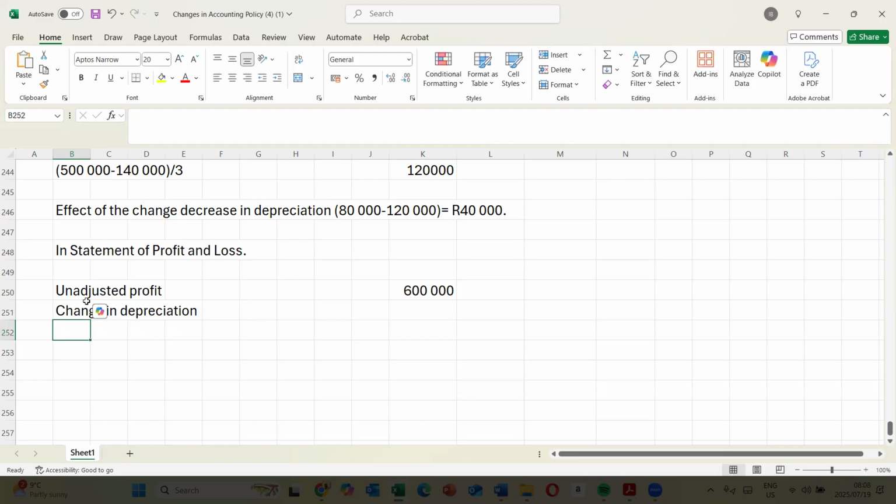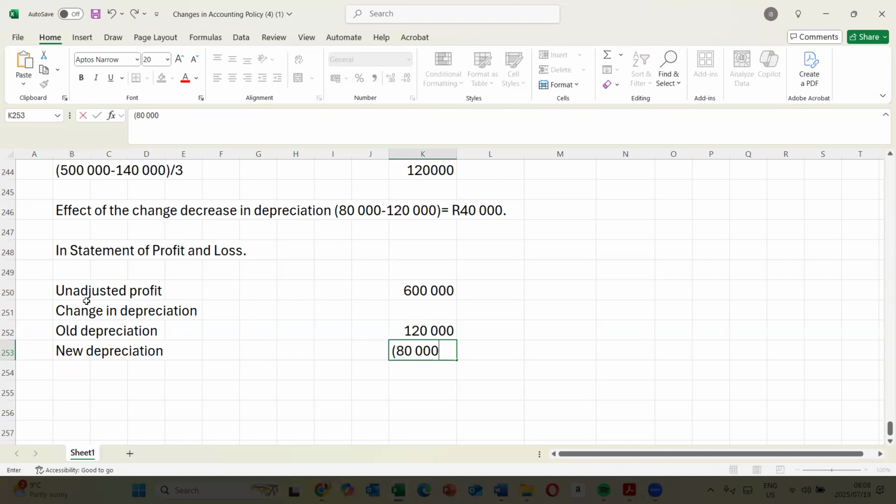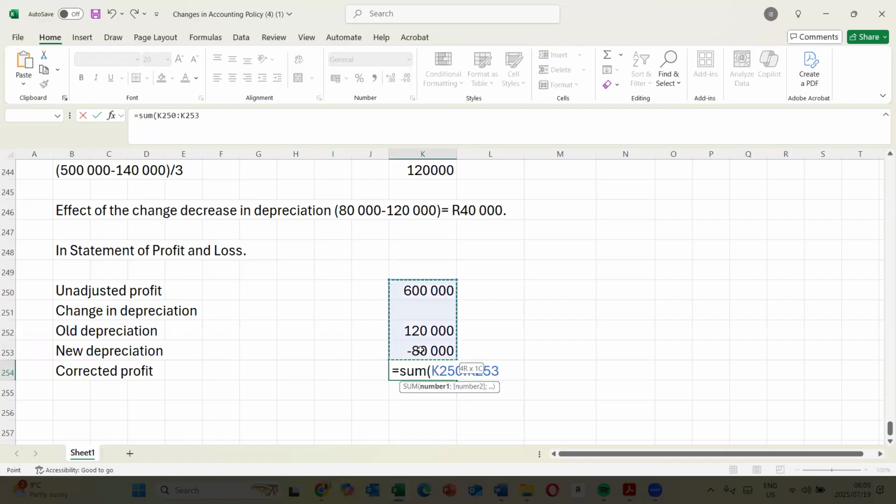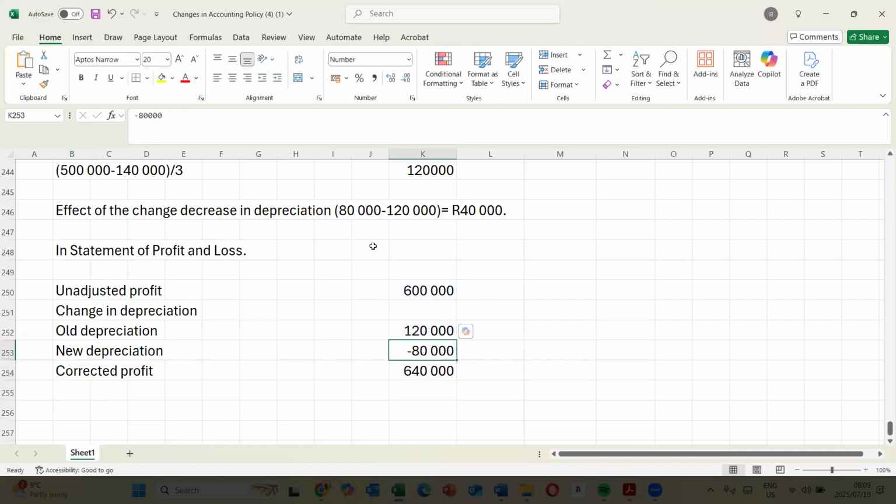All right. So the old depreciation was accounted for when they calculated the profit, so we're going to add it back, by reversing it. Then the new depreciation is the one that we need to deduct there. So we have 80,000 there, which means the corrected profit will be sitting like this. So that is the effect of the change in accounting estimate on the statement of profit and loss.